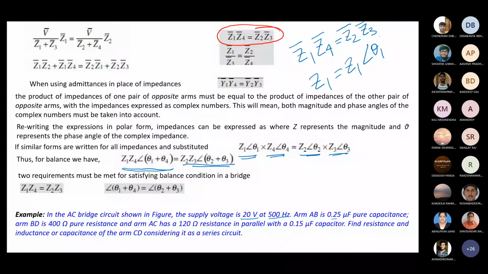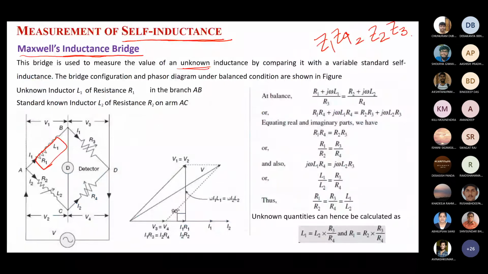Then we need to find Z1. Impedance we have to find out. Z1 equals R1 plus j XL1, where XL1 equals j omega L1. That is the value of Z1 that you have written over there.